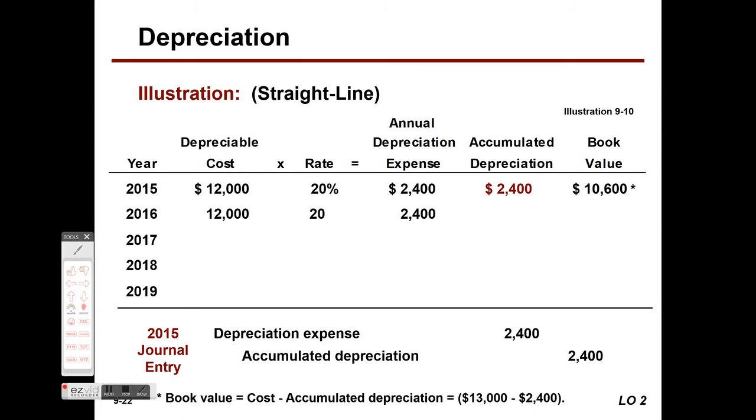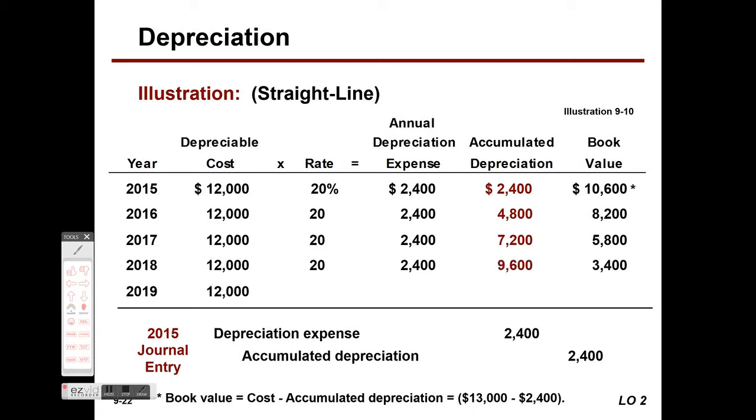So in year 2, we see the same calculation. The only number that changes is accumulated depreciation, because now we've had $2,400 of depreciation expense on this asset in 2015, and another $2,400 in 2016, giving us $4,800 and a book value of $8,200. And this process would continue for each of the 5 years. Each year, accumulated depreciation increasing, and the book value would decrease.